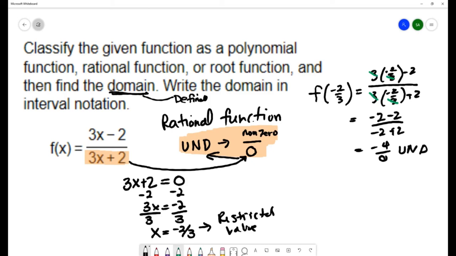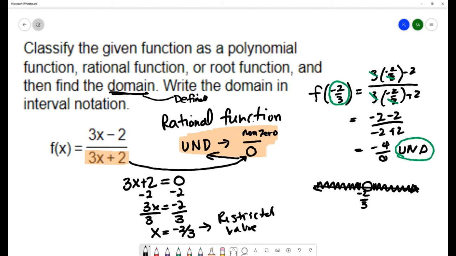So this number, negative 2/3, is not in the domain of our function because it causes this undefined value for the function. So we have to exclude it from the domain. Negative 2/3 is not in the domain, so I'm going to put an open circle there to say it's not part of the set. But every other real number is a part of the domain.